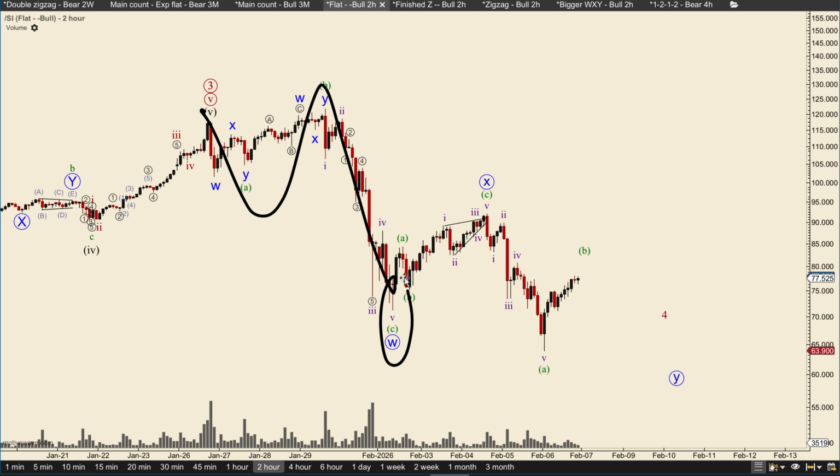So this A, B, C, W, X, and then Y. It's also a lower probability with a WXY than it is as an expanded flat by itself. So it is even lower to have it like this, so WXY. But it works, and all of these are taking out the high sooner or later. So that is the directional bias, basically, what you need to be aware of.